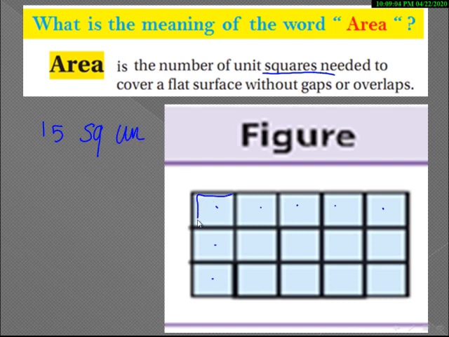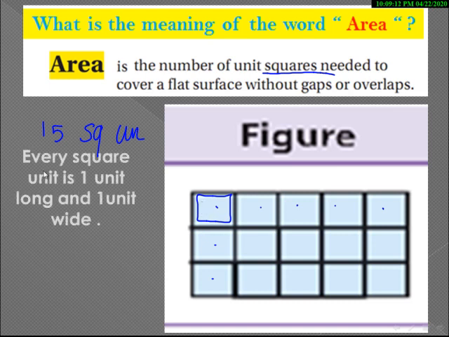Square unit. Every square unit is one unit long and one unit wide. Don't forget it: one unit long, one unit wide. What is it called? It's called a square unit.